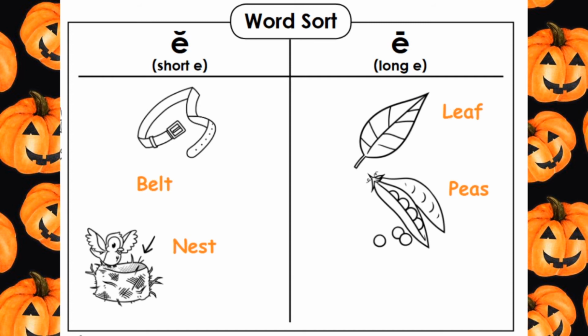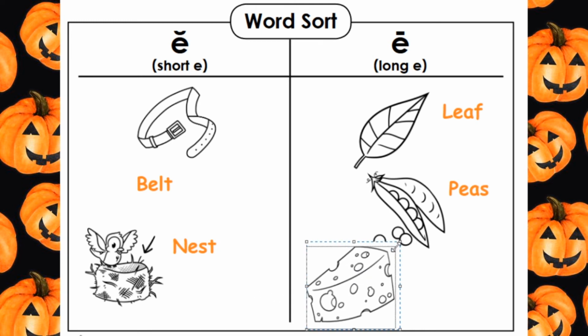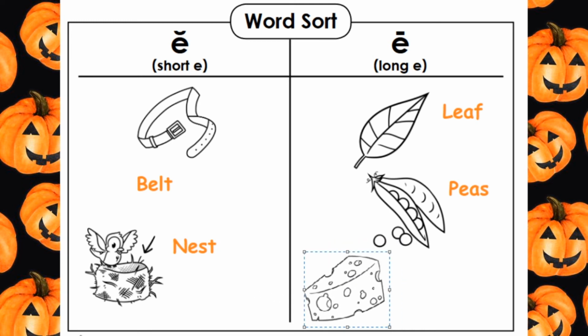And with that, let's look at this picture. And you probably already know what it is. It is a type of dairy product, and you might find it on a sandwich, or it might be in your favorite macaroni and cheese. Yep, cheese. And when we say it out loud, cheese, we hear that long E sound.